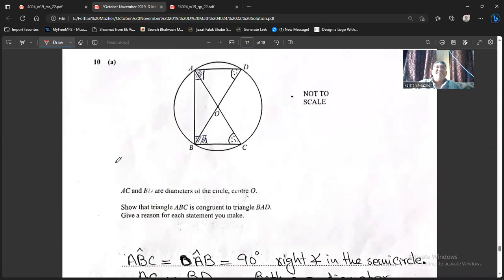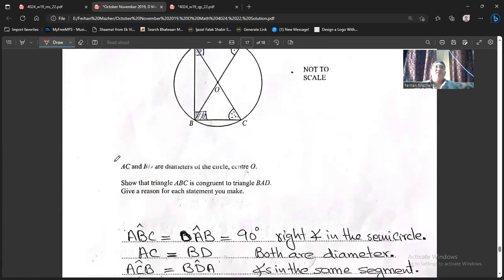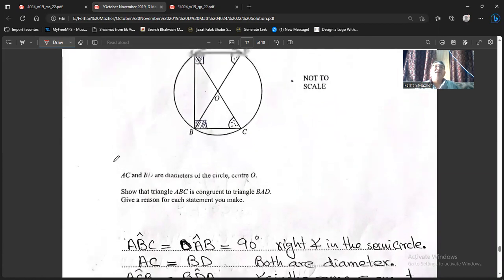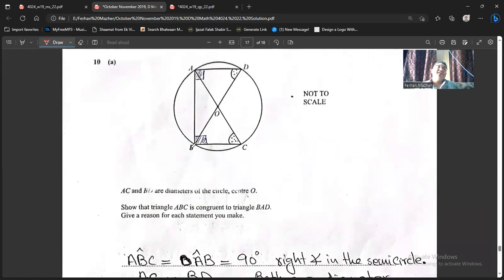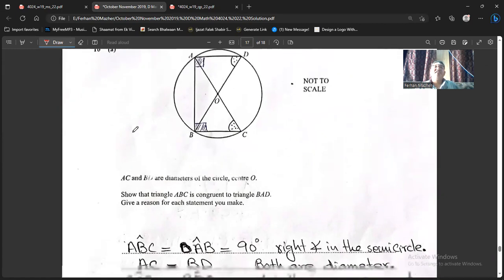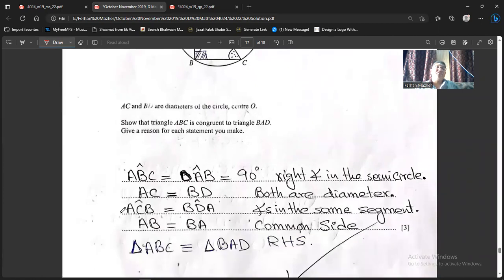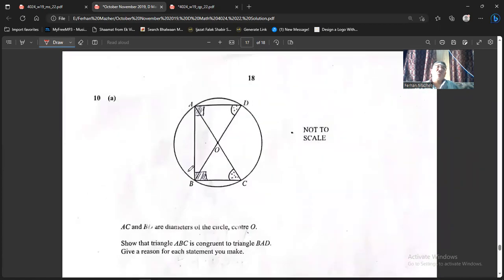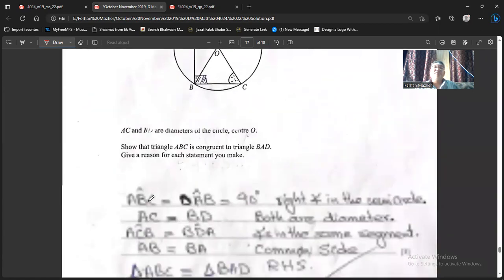I say that the angle ABC is equal to DAB. They both are equal to 90. And why they are 90? Because this is right angle in the semicircle. Then we have AC side is equal to BD side. Why? Because both are diameters. The AC is equal to the BD. Why? Because it is given in the question that they both are diameters. Okay. Then we have, just leave this line. AB side and the BA side, they both are equal. This side is common in both the triangles which you are comparing.